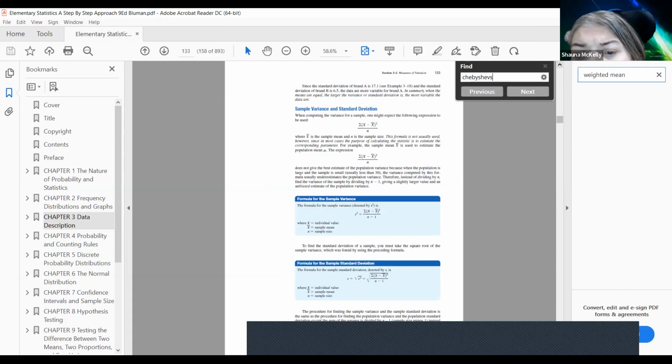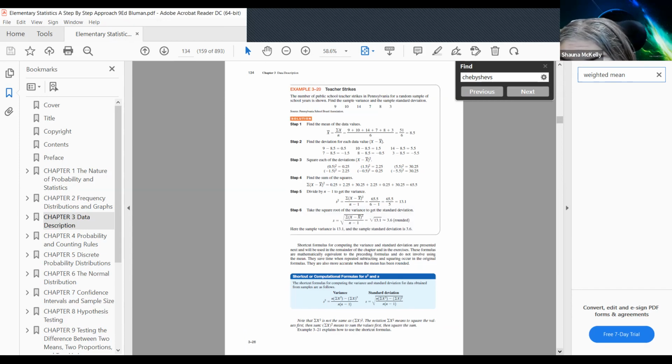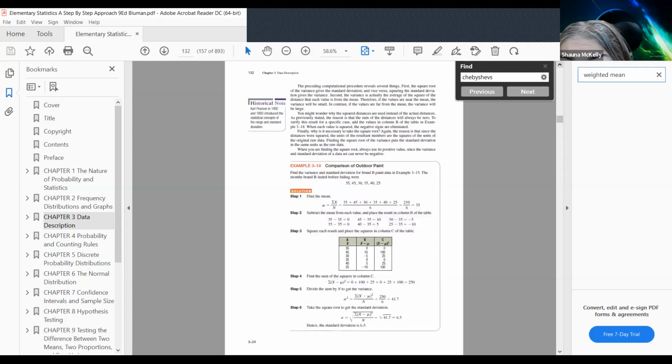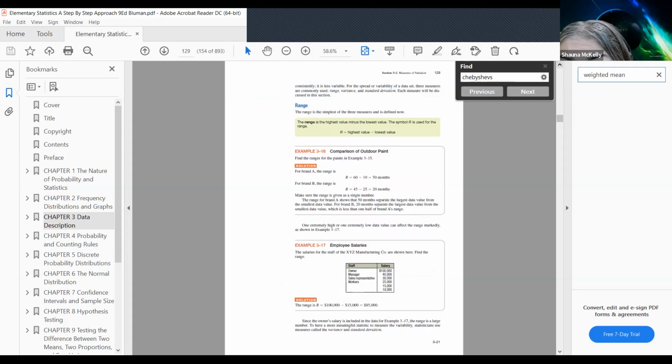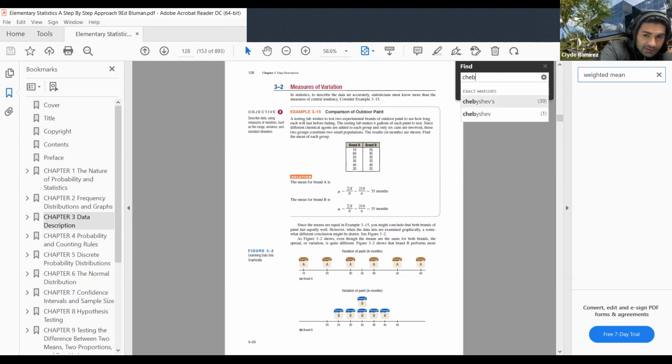So let me go back to this part. Let me bring it up. Just see. And then we'll look at this here. So right here, we have sample variance, population variance. I think it's in 3. Okay, hold on. Let me see. Chebby. There it is.